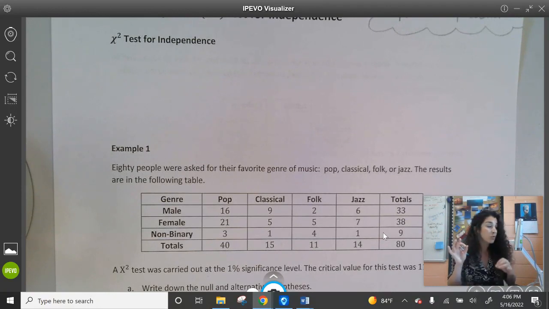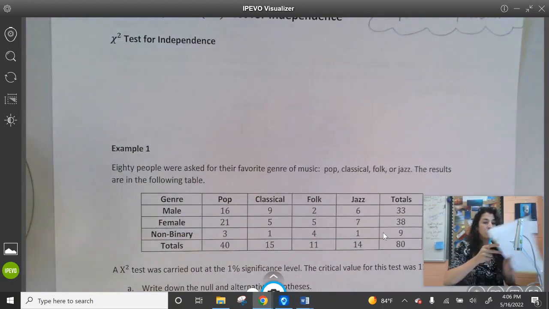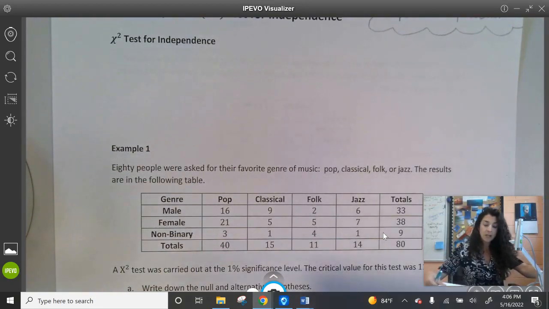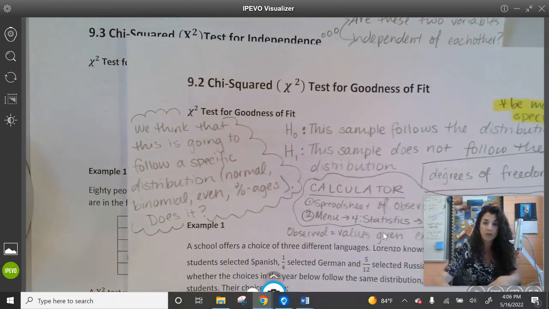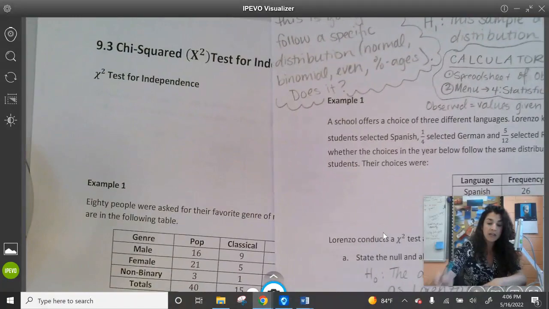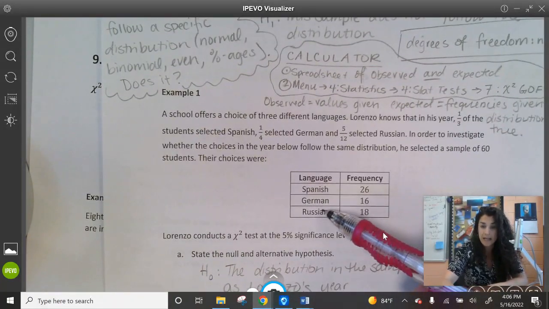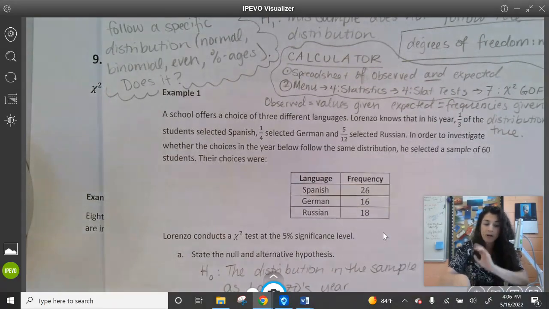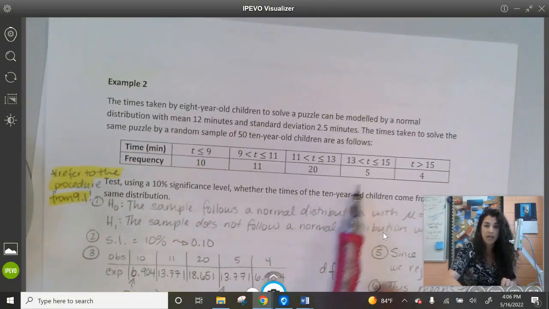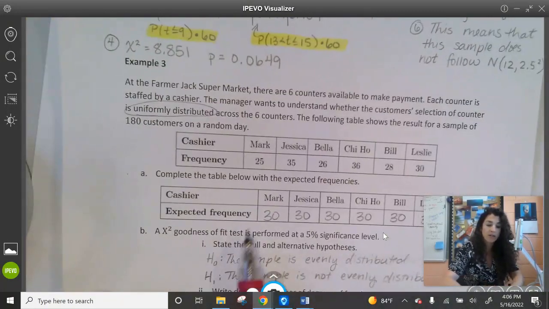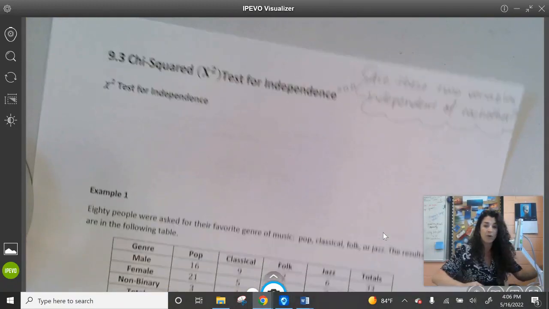And so just visually looking at the tables that we get for chi-squared goodness of fit, as opposed to the chi-squared test for independence, you'll see that there's just a visual difference in the way that the tables are laid out. This is from your 9.2 goodness of fit test. You'll see that we just talk about one variable on goodness of fit. In this case, it was language, and then you were given the frequency of that language, right? But still we're just talking about language. And here we were just talking about time and then the frequency of that. Here we're talking about cashier and frequency of cashier. Those are all just one variable in the table.